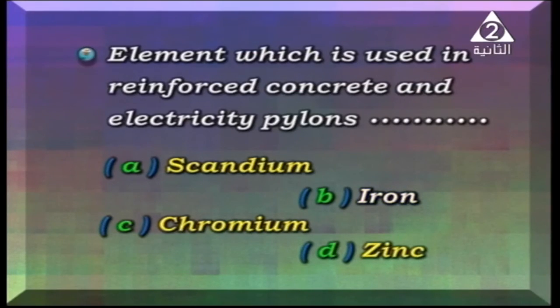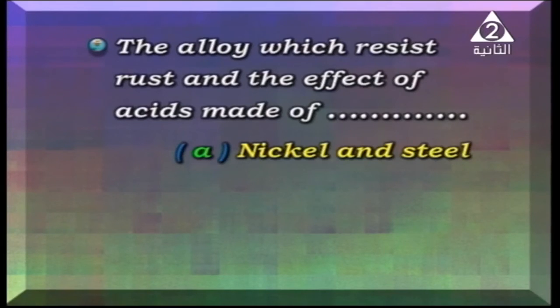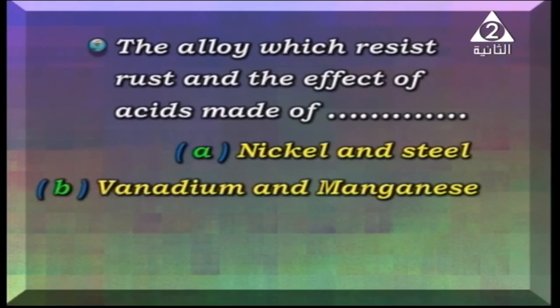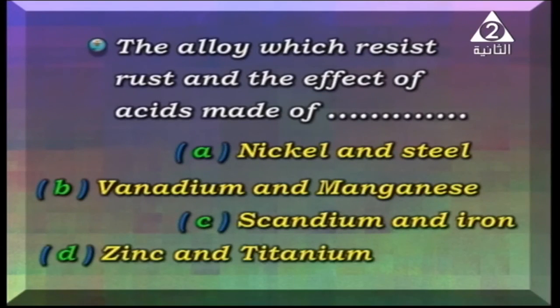Next point, the alloy which resists rust and the effect of acids is made of what? Is it nickel and steel, vanadium and manganese, scandium and iron, or zinc and titanium? If you think about it, my dear student, yes, it will be nickel and steel.